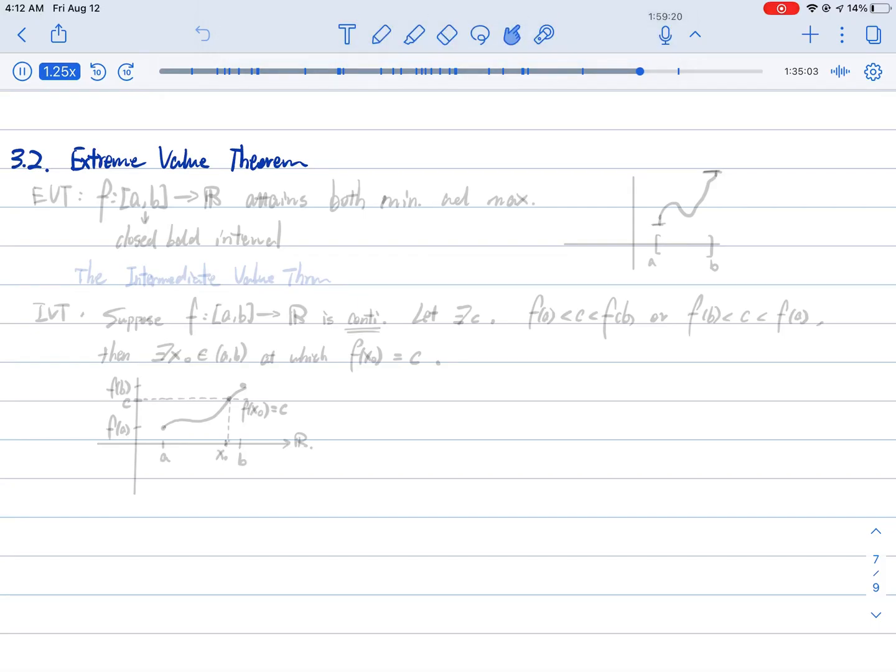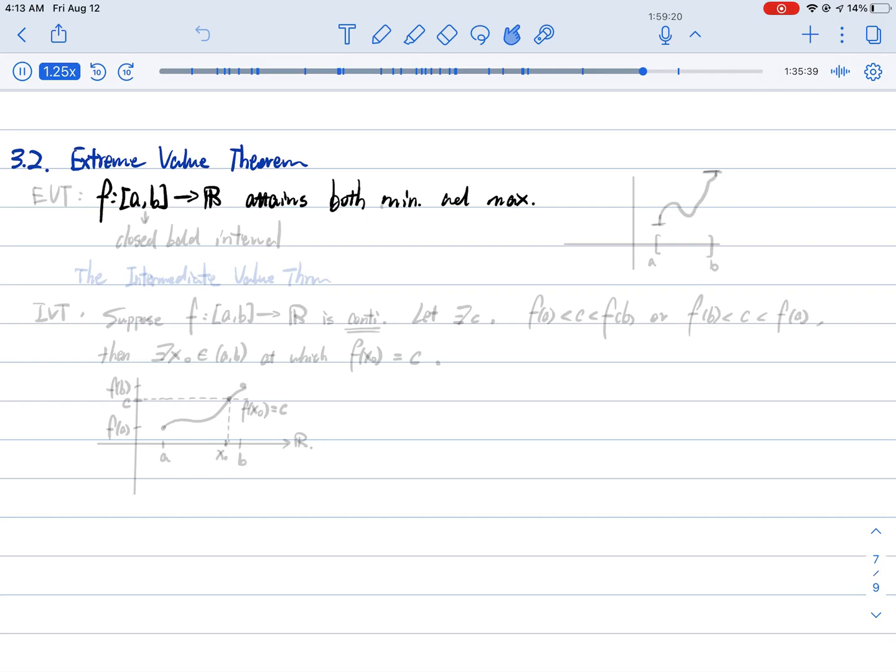Alright, right now we're going to start on the topic of the extreme value theorem. It means that we have a continuous function on a closed bounded interval. We call it f from a to b to the real axis. It attains both a minimum and maximum value. Attains both min and max.